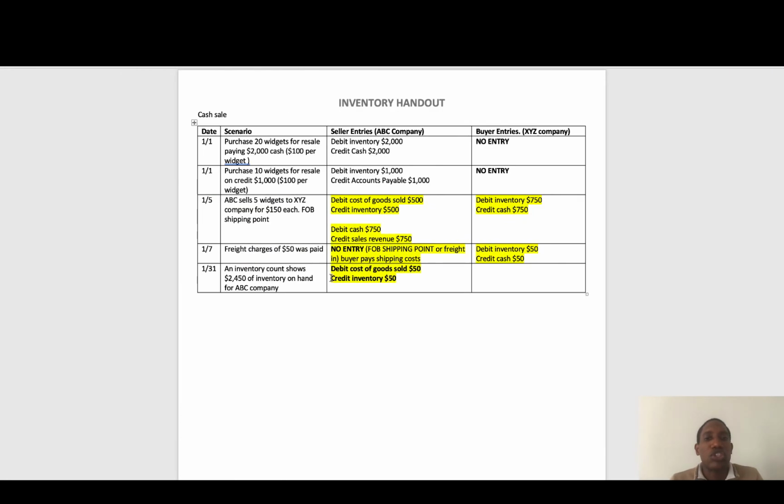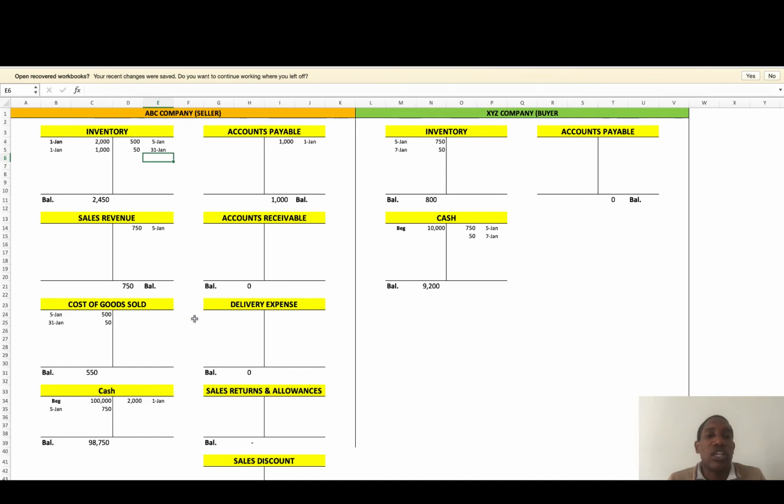Okay? So for shrinkage, it's not going to be applicable because we didn't do one for XYZ Company, but we could have done our inventory for XYZ Company and done the same thing. So for inventory shrinkage, we do an inventory count that tells us exactly the amount of inventory we have on hand, and if it's less than the inventory in our system, then we adjust our inventory to equal that. So we debit cost of goods sold for the amount, and we credit inventory for that amount, okay? And then we post it to the ledger, and that's it.